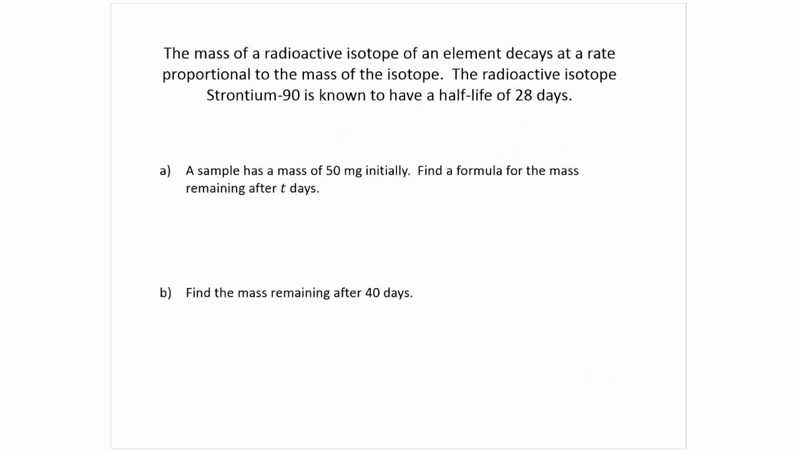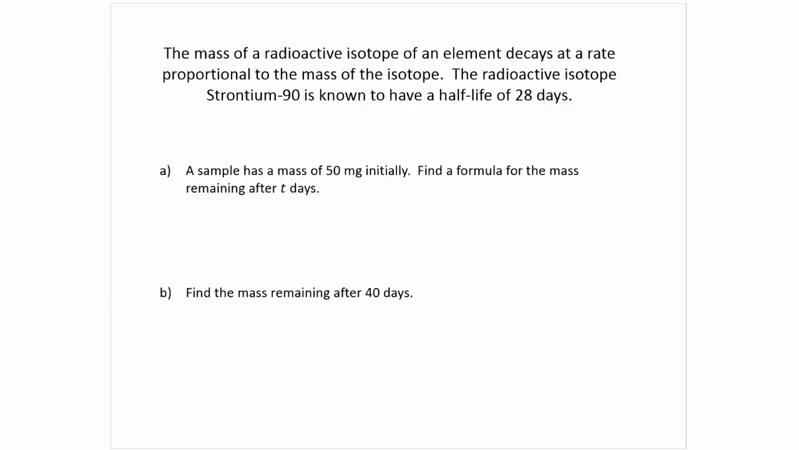So we've seen an application from biology. Now here's an application that we might see in chemistry. We're told that the mass of a radioactive isotope of an element decays at a rate proportional to the mass of the isotope. Then we're told that the radioactive isotope strontium-90 is known to have a half-life of 28 days.